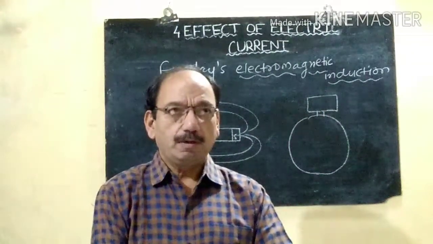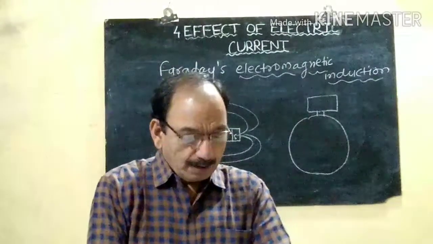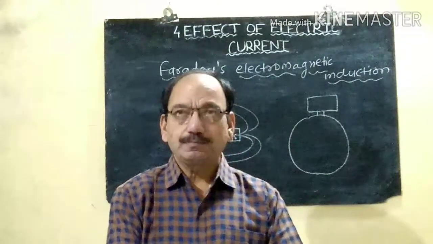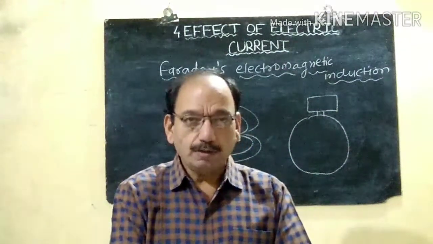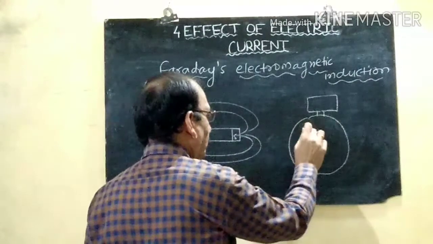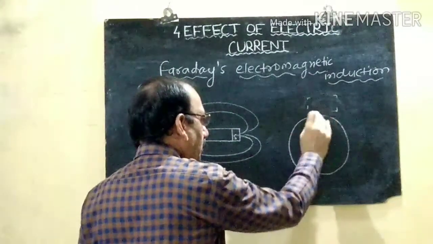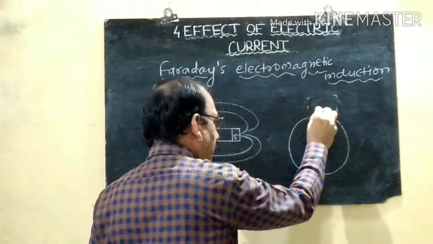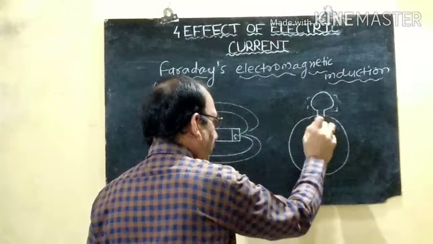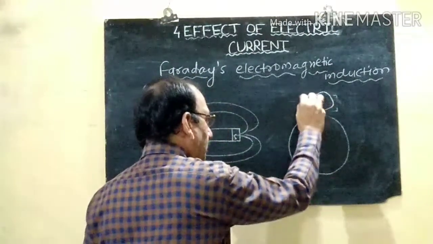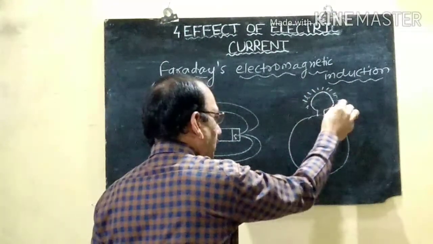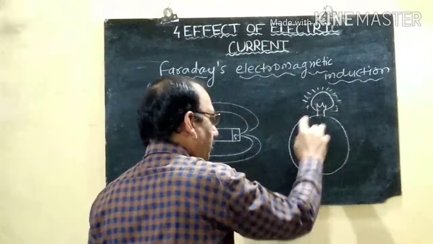I told you earlier what a galvanometer is. A galvanometer is a sensitive device which works on the same principle as that of an electrical motor, and it is used to detect the presence of current. Instead of this galvanometer, we connect a simple bulb, which indicates that when current passes through this coil, this light will flash. When this light flashes, we can say that current is passing through this coil.